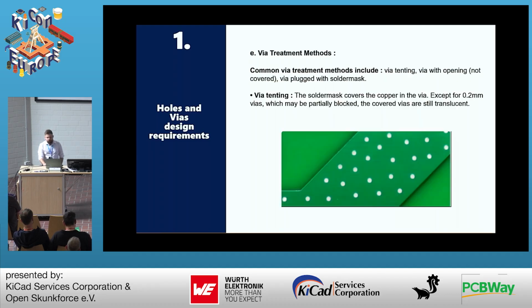Then I will introduce to you the three, let's say, via treatment methods we can do at PCBWay. There are tenting vias, vias with openings that are not covered, and vias plugged with solder mask. So here you have a picture of via tenting. However, for 0.2 vias, the solder mask can be partially blocked, so the covered vias are still translucent, as you can see on the picture here. Okay.